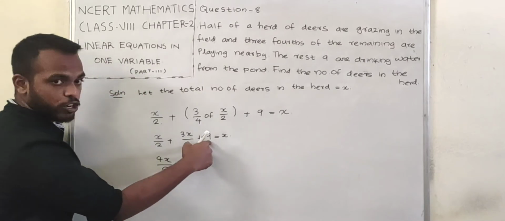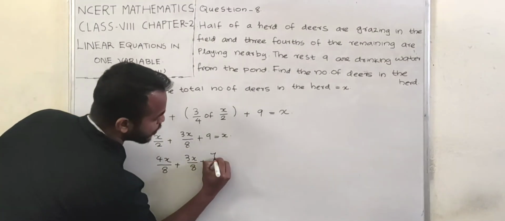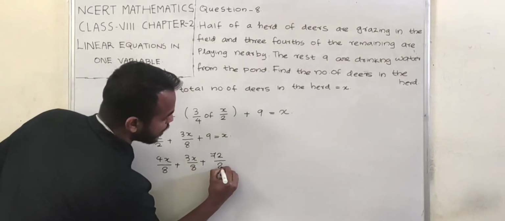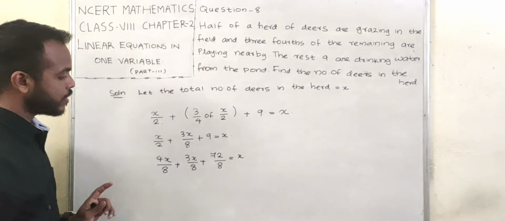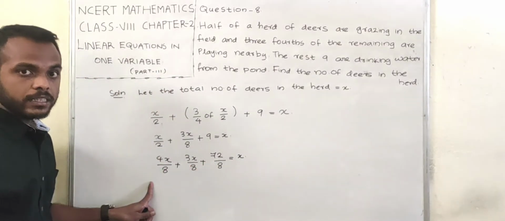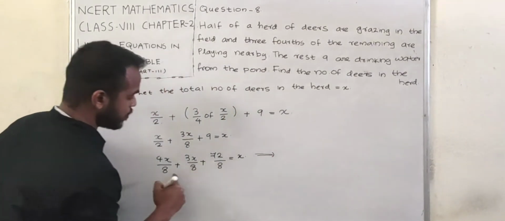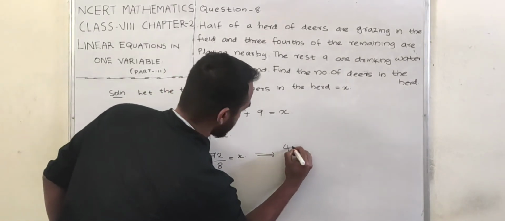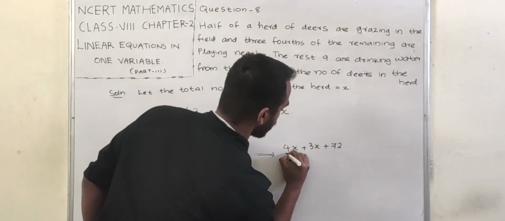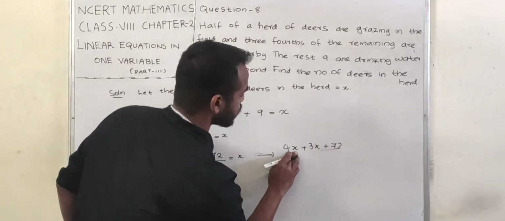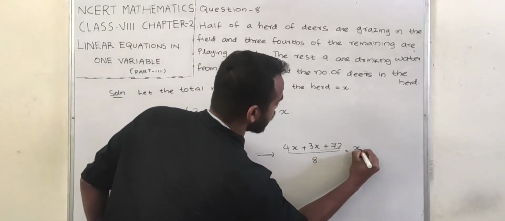Here it is 1 in the denominator. So I am going to multiply 8 by 8. So what will appear in the numerator? It is 72 by 8. That will give us our x. Now we can take the denominator as it is, same. So I am going to write down here 4x plus 3x plus 72 whole divided by 8 will give us x.